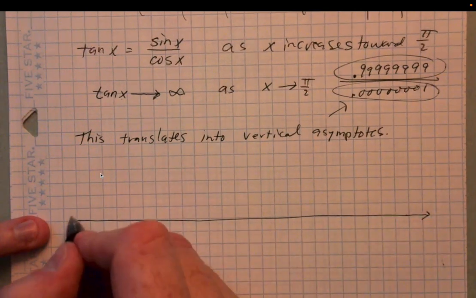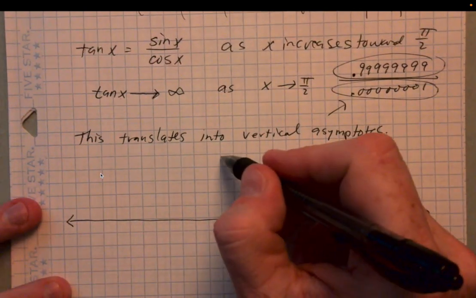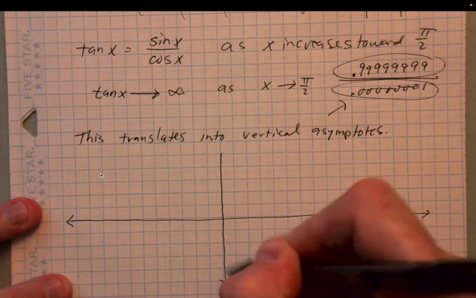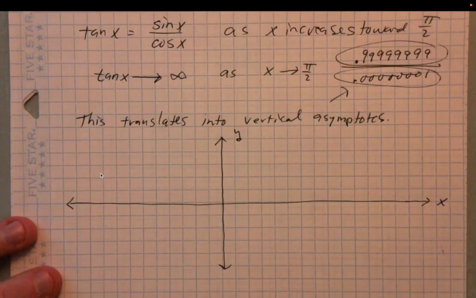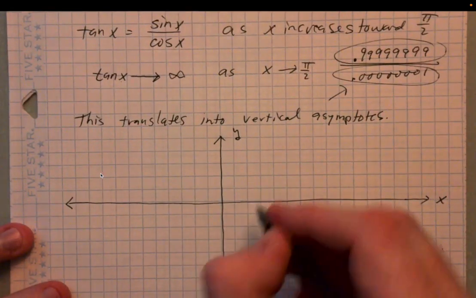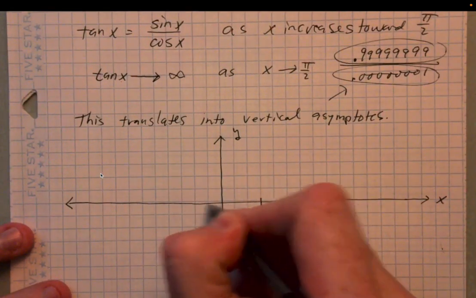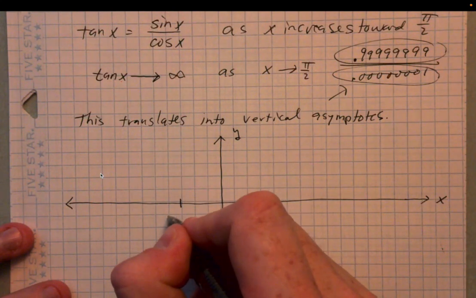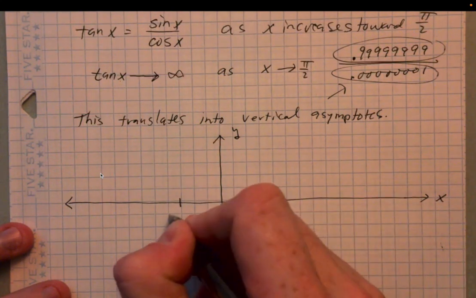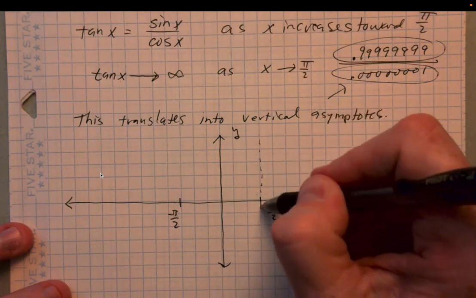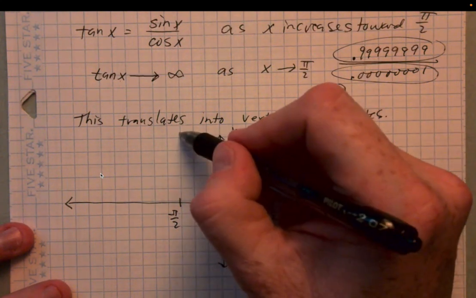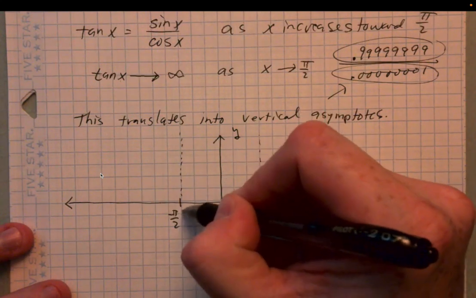Okay, so this is going to be our x-axis, and then we'll put the y-axis right in the middle. Okay, so you've got your x-axis and your y-axis. And I'm going to say pi over 2 is over here, and then we'll put negative pi over 2 here. So pi over 2 and negative pi over 2. Right, and at pi over 2, you're going to have a vertical asymptote. That means the graph of the function cannot cross this vertical line.